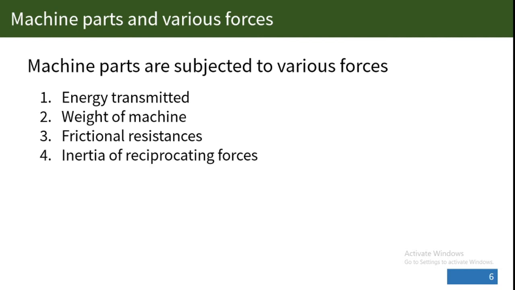And fourth is the inertia of reciprocating forces. Whether it's reciprocating or oscillating motion of parts, we can expect that there is an inertia developing on these machine elements. Thus, with this inertia, we can expect that there are forces that are acting between these machine parts.